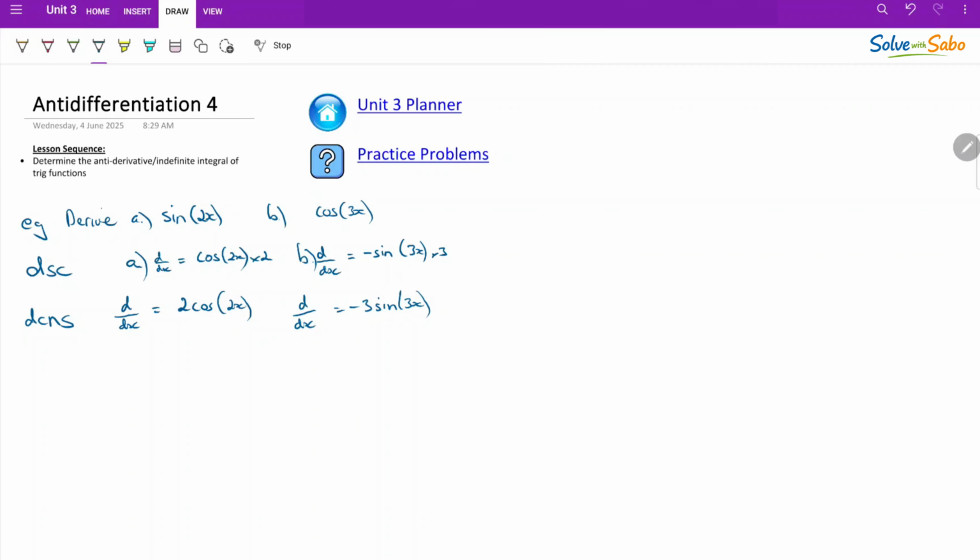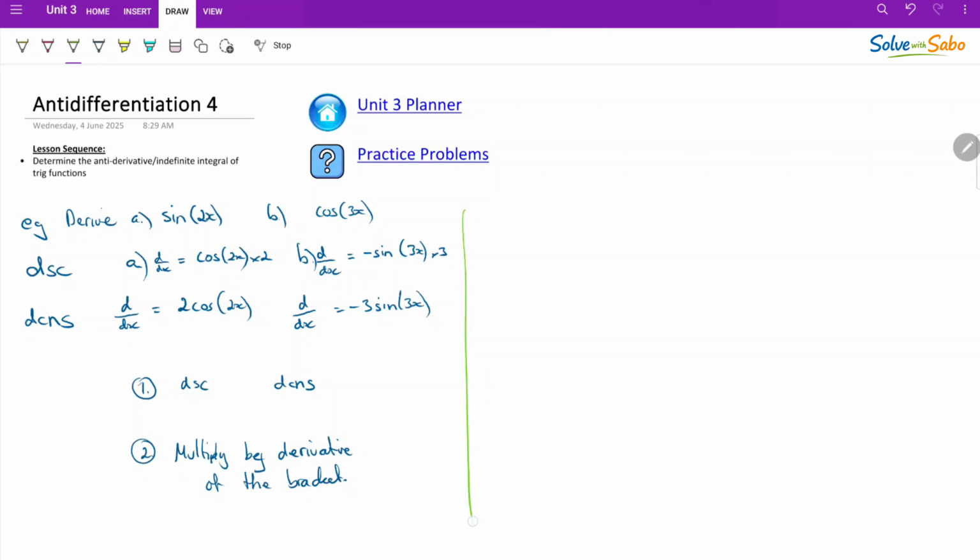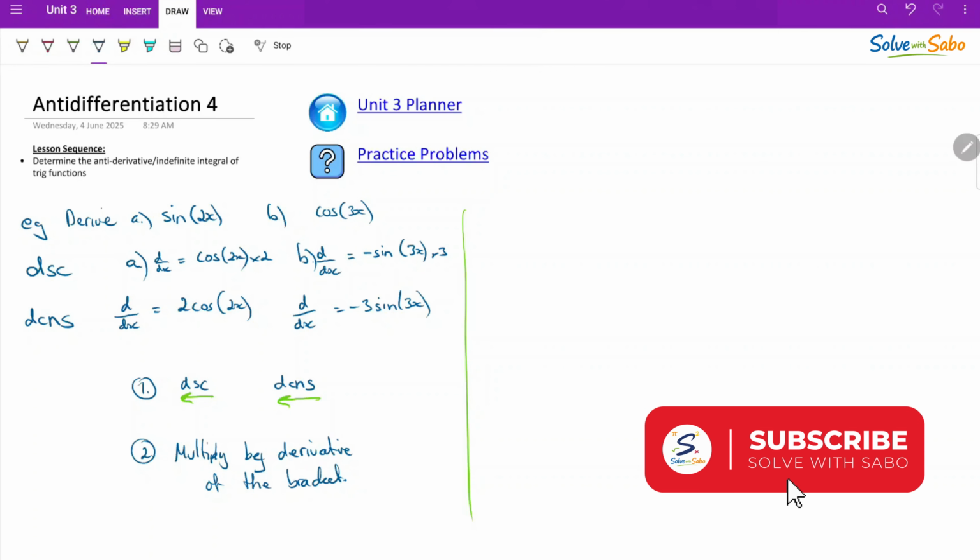So with every single one of these, when it was a derivative, we did the derivative of the function. That was the first thing we did. Then the second thing is we multiply by the derivative of the bracket. That's what we did every single time. So now, of course, if I want to anti-differentiate, we know anti-differentiate is the reverse. So it's reverse of that. So if we want to go backwards, let's start up here.